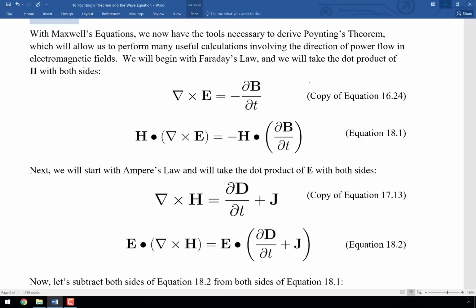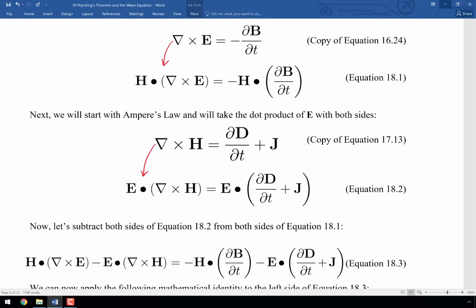So I took Faraday's law, took H dotted with both sides, I took Ampere's law, took E dotted with both sides, and now I'm going to subtract equation 18.2 from equation 18.1. Again, you might say, I guess I can see what you're doing. I would have never been able to guess that I should have done this. How did somebody ever figure this out?